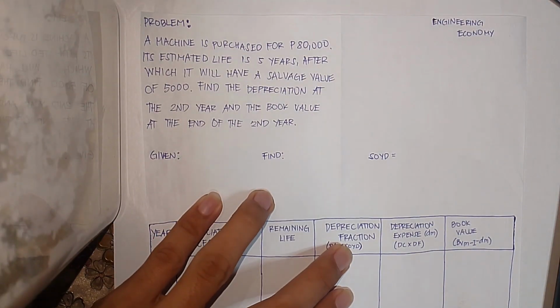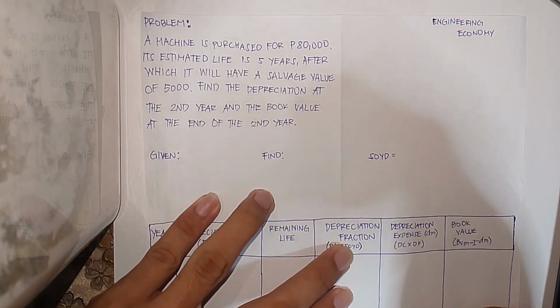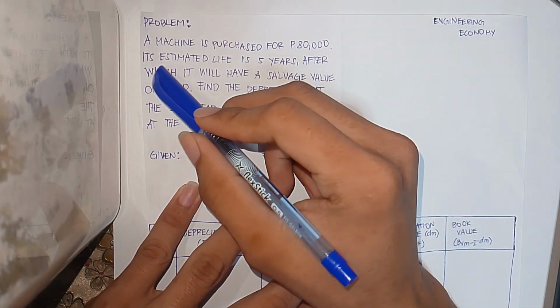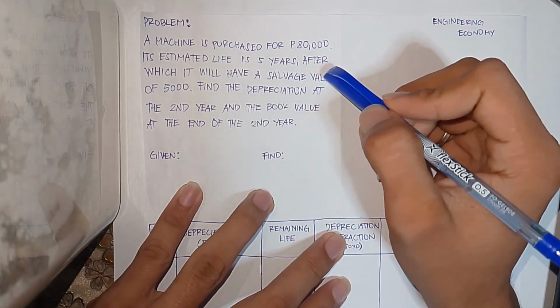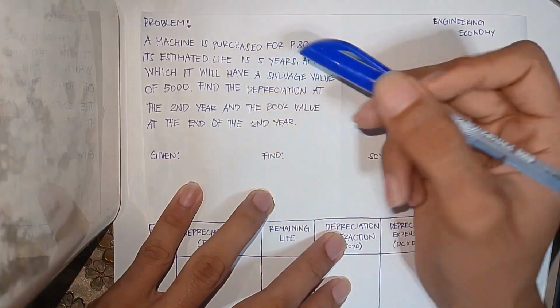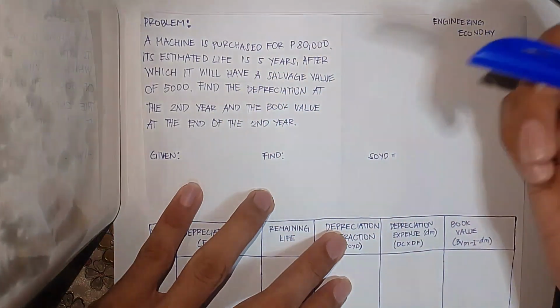Hello everyone, this is the problem for the topic depreciation using sum of the years digit method. The problem is a machine is purchased for 80,000. Its estimated life is 5 years, after which it will have a salvage value of 5,000. Find the depreciation at the second year and the book value at the end of the second year.